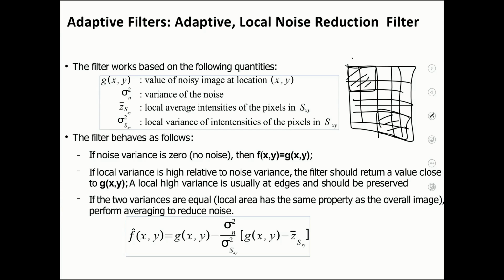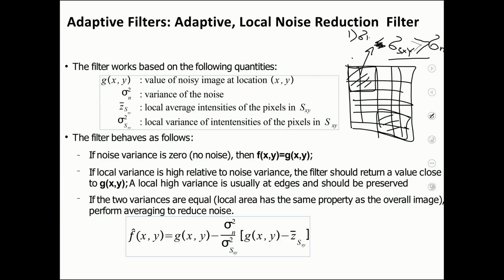If I take the variance of this section, which I call sigma sxy, what does this variance contain? It contains the variance of the image and the variance of the noise. If that is higher than the variance of the noise, it means the noise is less. Yes or no? So we have 3 cases.